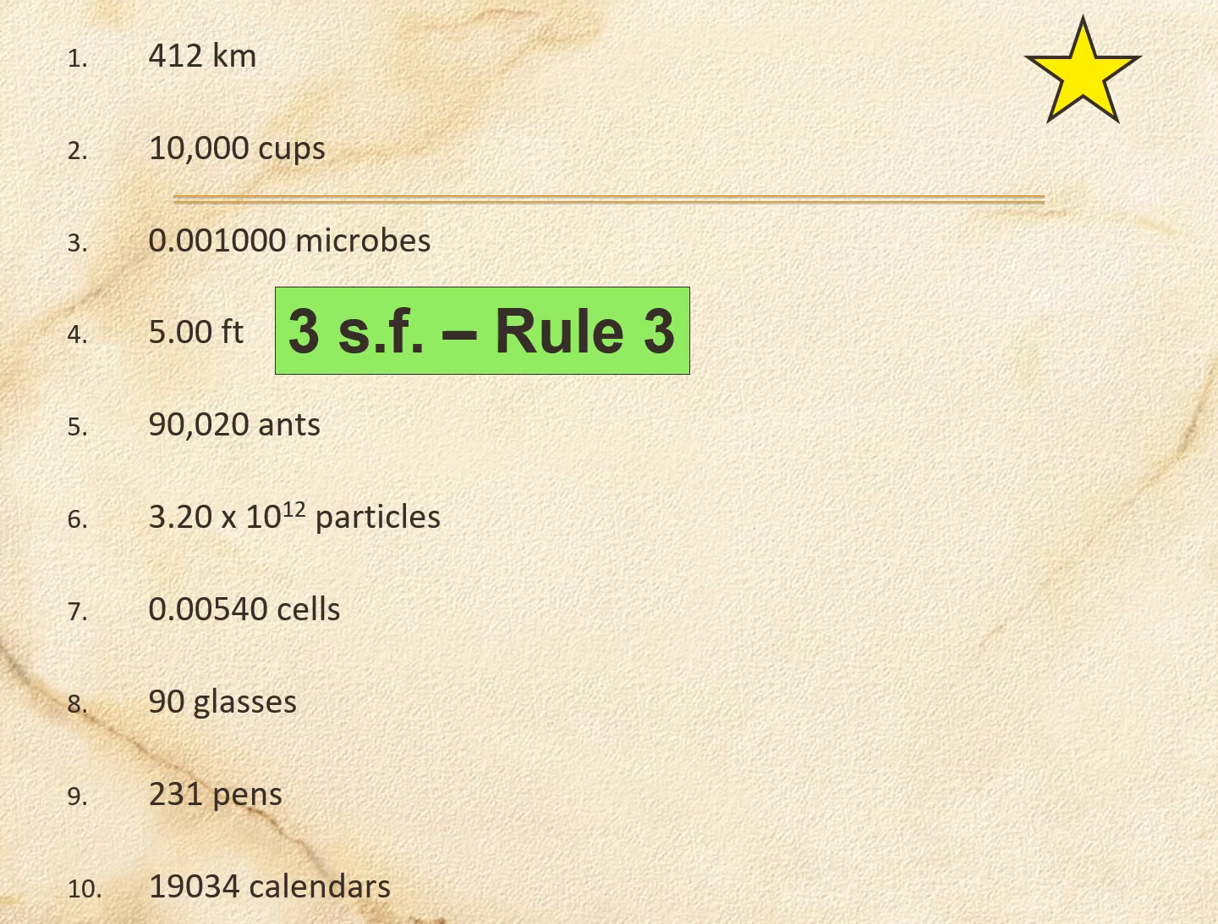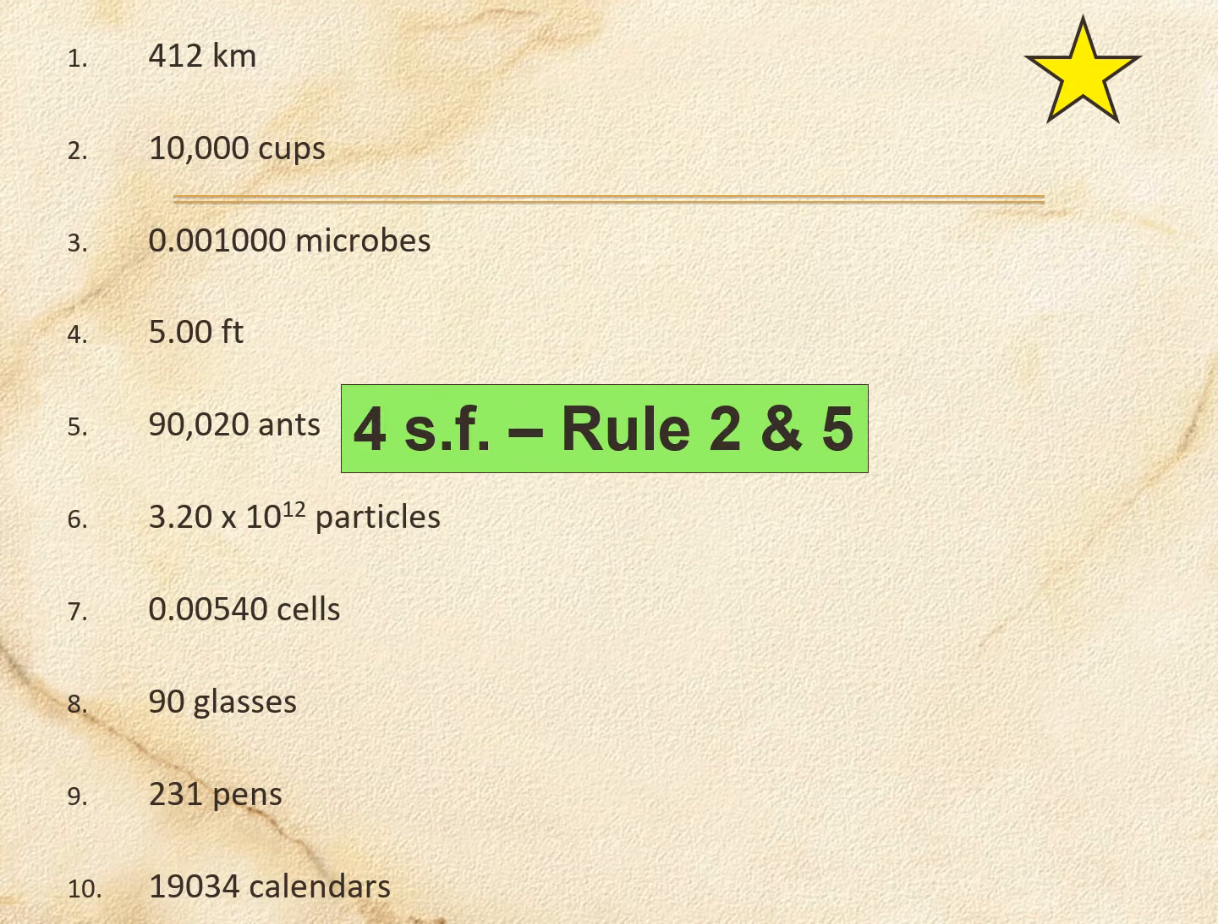Number 5 is tricky. So the zeros between the 9 and 2 are significant, but the 0 after the 2 is not. So 4 sig figs, and you get 2 rules here. One is the zeros after do not count until you reach a decimal. And then rule 2 is zeros are significant between significant figures.